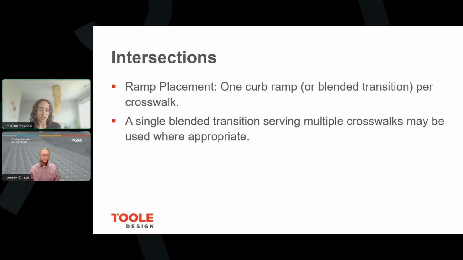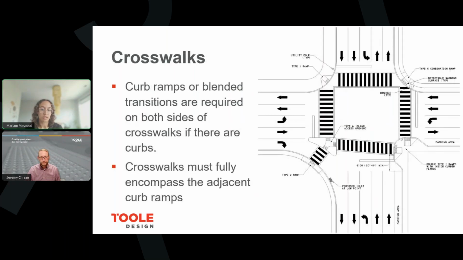So at intersections, like Jeremy talked about, one curb ramp or a blended transition is required per crosswalk. And we'll talk about the differences between curb ramps and blended transitions later in the more technical portion. But a single blended transition that serves multiple crosswalks may also be used. Curb ramps are also required at every crosswalk. So like Jeremy talked about, this is the companion curb ramp situation where you need a curb ramp or a blended transition on each side of the crosswalk.